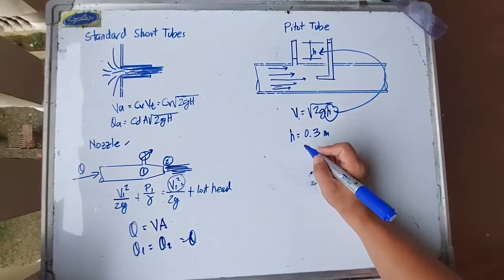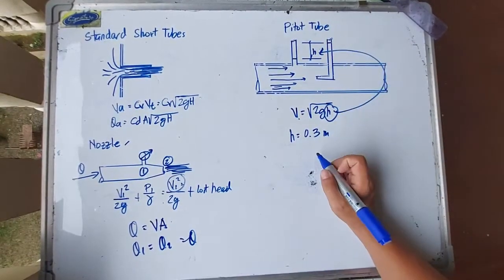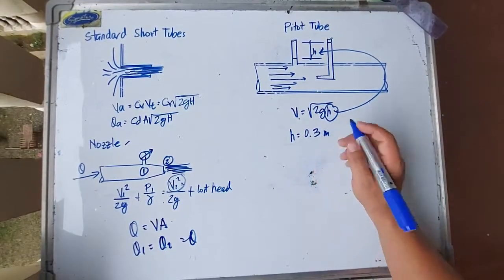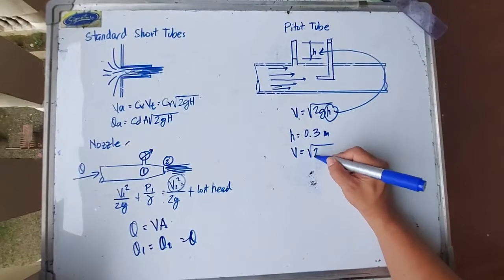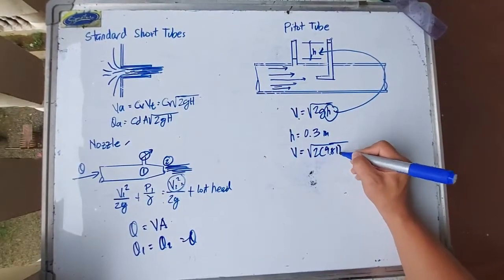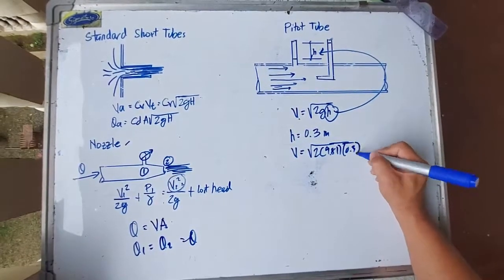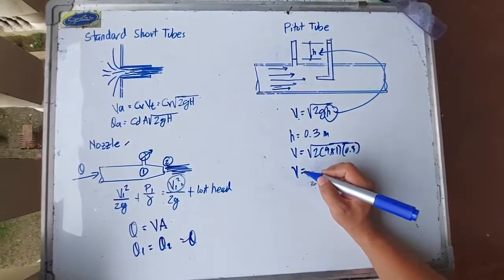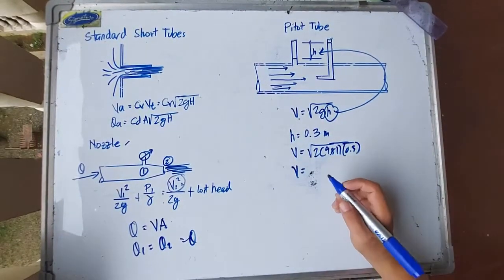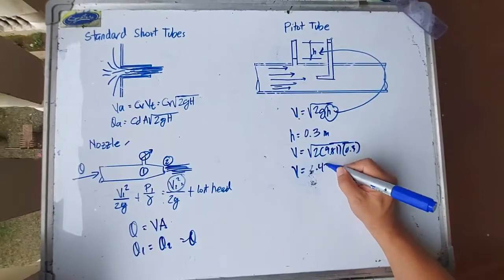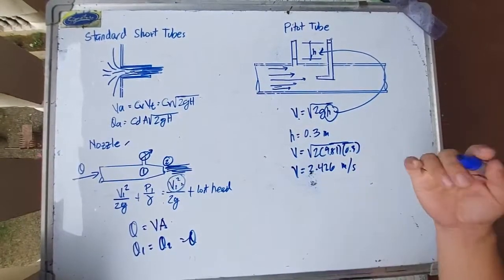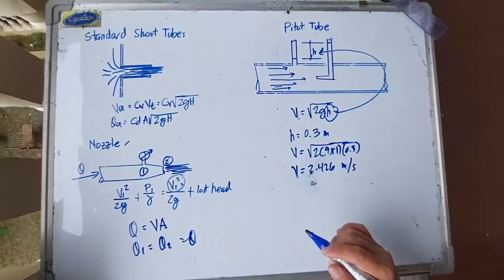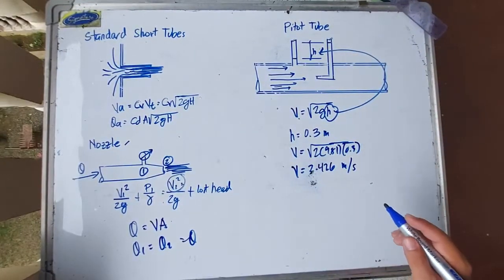Let's say, for example, H is 0.3 meters, then the velocity at that section, or the velocity in the pipe, is equal to square root of 2gH, let's say H is 0.3. So the velocity is equal to 2.426 meters per second. It's the velocity in the pipe or conduit.